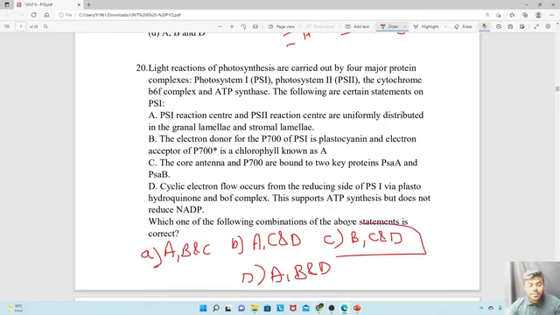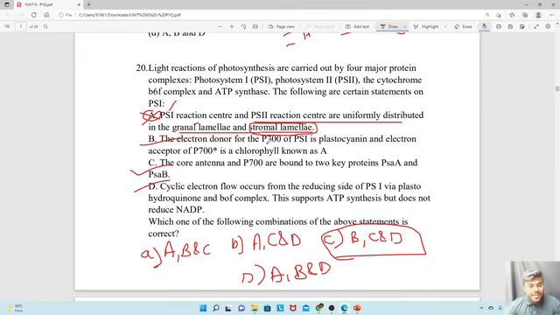So the correct answer will be what, friends? C. Because friends, we can easily eliminate option A. The reason, PS1 reaction center and PS2 reaction centers are not uniformly distributed in the granule and stroma. We have discussed very clearly. PS1 is present in the stroma exclusively. PS2 is present in the grana exclusively. Option A is wrong. So if you come to know that option A is wrong, you can easily guess it.